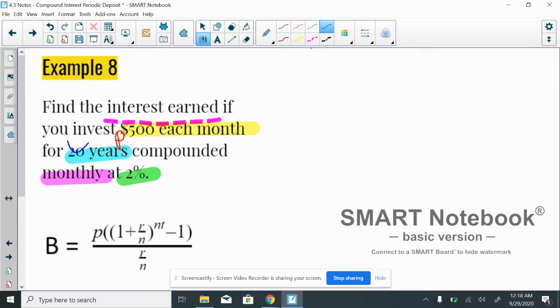Time value is still 20. Kind of wrote over it there, my apologies. The R value, 2%, when I divide that by 100 becomes a decimal, 0.02. And my N value, monthly, is the number 12. Okay, excellent. Plugging into my beautiful formula here.